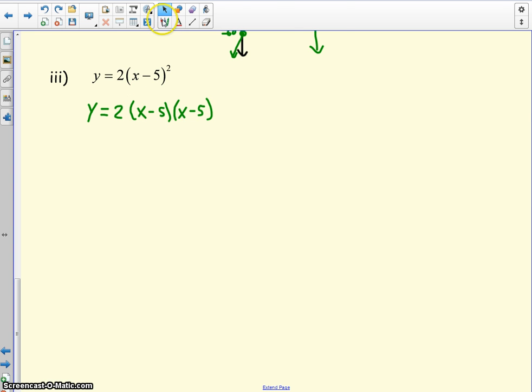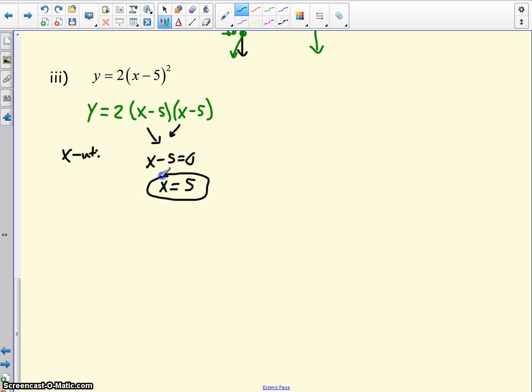Now again, this looks a little bit strange because, if you want to find the x-intercepts, well, since each of these brackets are the same, they're each going to produce the exact same x-intercept. In this case, when you have x minus 5 being equal to 0, you wind up with an x value of 5. Okay, so there is only one x-intercept here. So think about how this probably would have to look for it to only have one x-intercept.